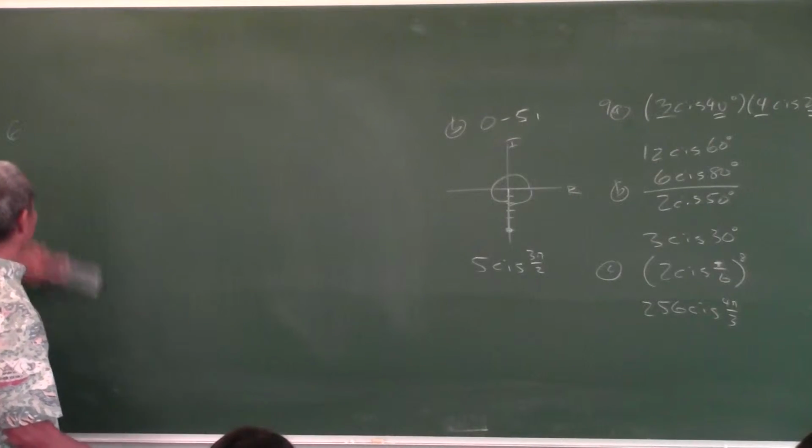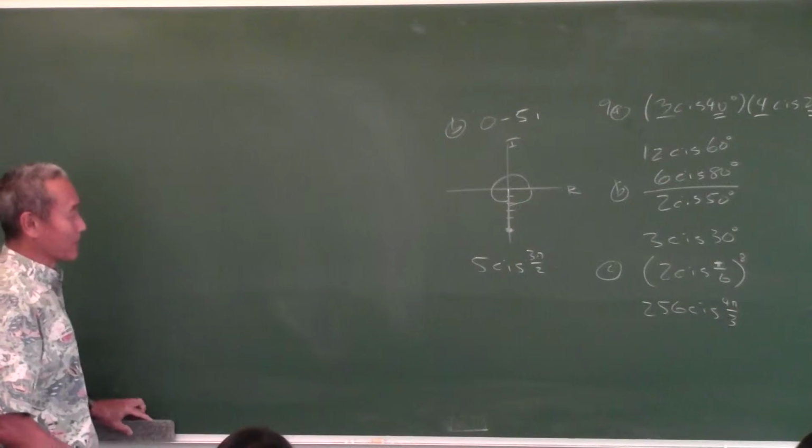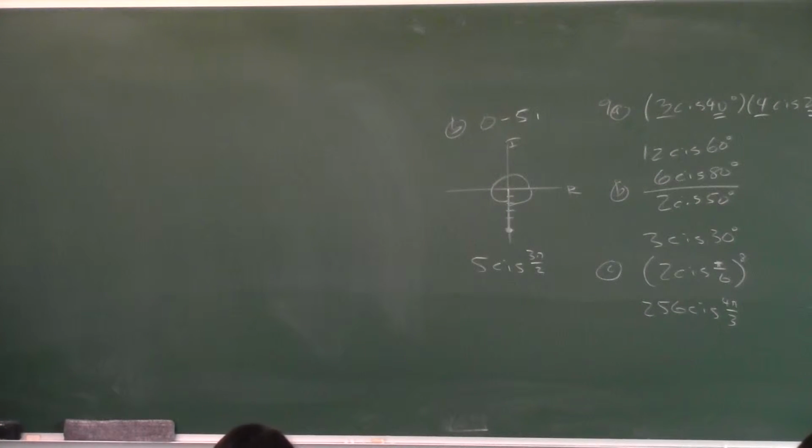Now, of course, if you have to change it back into the a plus bi form, then you've got to do a little more work, but you don't have to. So that's going to go really fast. And then the last two problems, you have to solve a complex number.